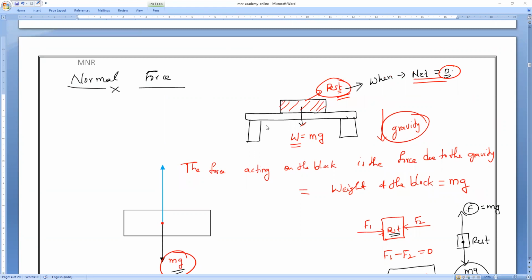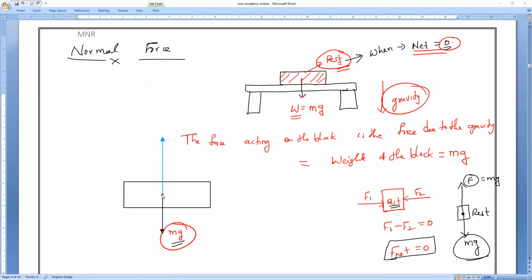There's no external force applied on the block. Of course, no external force is acting, but there is a force: the weight of the body is acting in the downward direction. That means the surface will exert a force in the upward direction, which is equal to the weight of the object. Understand?